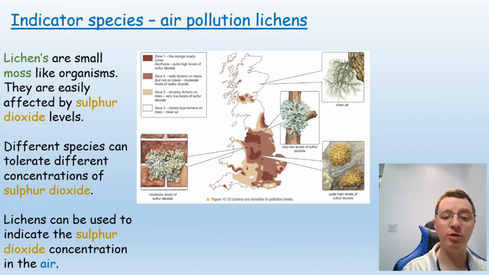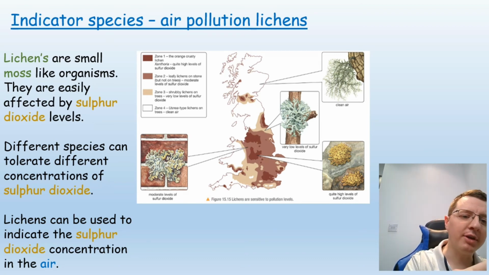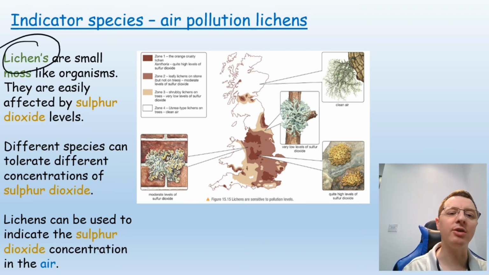Just like with water pollution, there is a way of indirectly measuring the quality of the air and the amount of air pollution by utilising indicator species. In this case, a species called lichens, which are small moss-like organisms that are easily affected by sulfur dioxide levels. Different species can tolerate different concentrations of sulfur dioxide in the atmosphere. Lichens can therefore be used to indicate the sulfur dioxide concentration in the air.